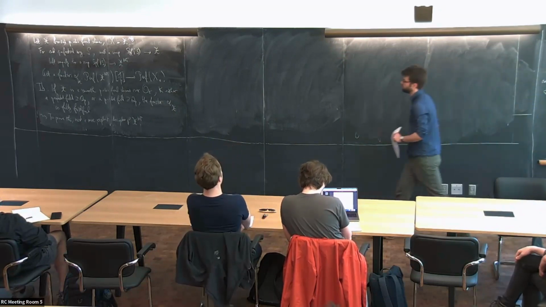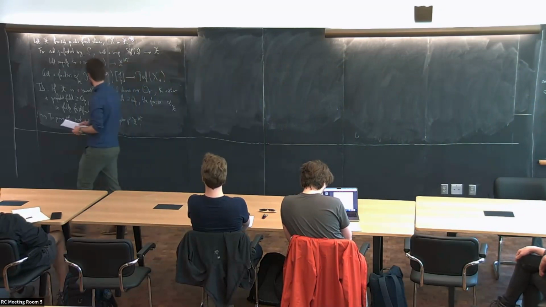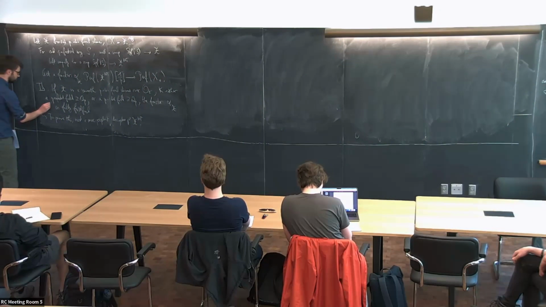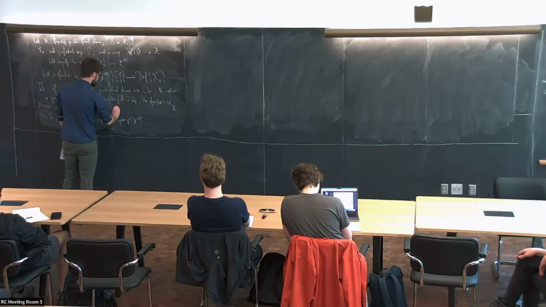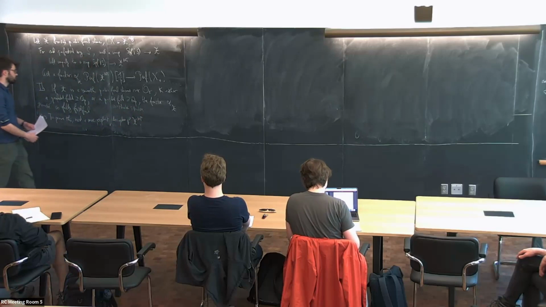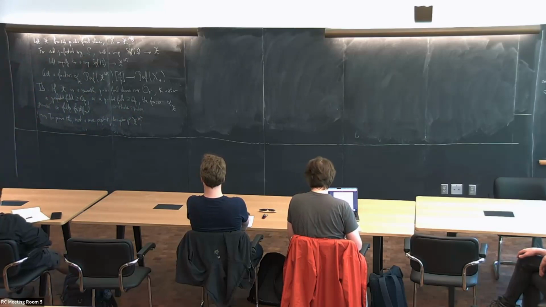So the description will be a little different depending on whether you are over the ring of integers of a perfectoid field, a situation which I would call the geometric situation, and if you are over the ring of integers of a p-adic field, which is what I want to call the arithmetic situation. In fact, in the first case, we can even allow the base to be any perfect ring. It need not be the ring of integers of a perfectoid field. But maybe for time reasons, let me just discuss the geometric case.